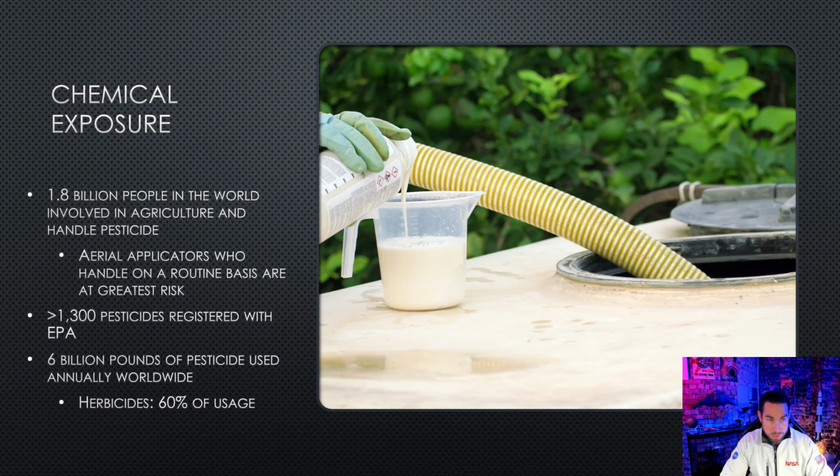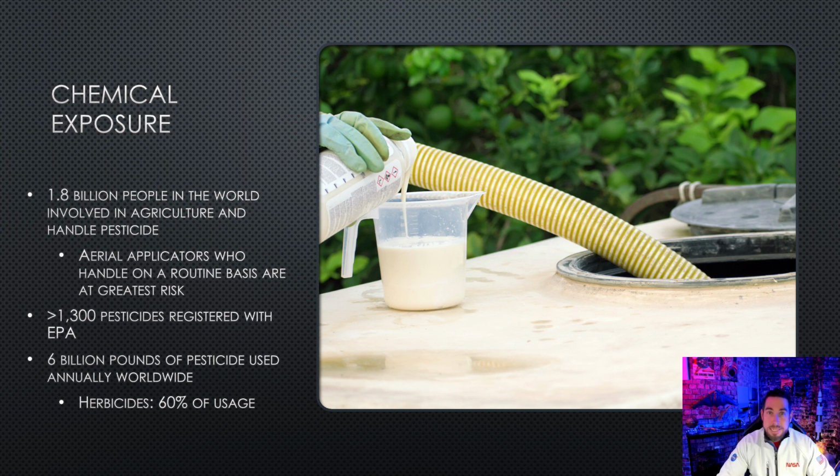As far as chemical exposure goes, there are 1.8 billion people in the world involved with agricultural pesticide delivery, handling pesticides on a routine basis. But out of those 1.8 billion, the aerial applicators who handle these pesticides and toxins on a routine basis are actually at the greatest risk out of all agricultural disciplines combined. There are over 1,300 pesticides registered with the EPA. There are actually more pesticides out there under different branded names, but about 1,300 are registered with the EPA.